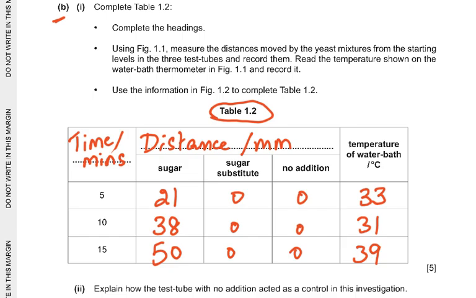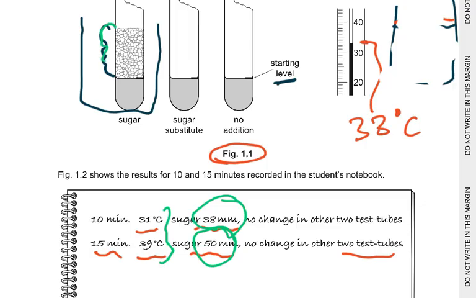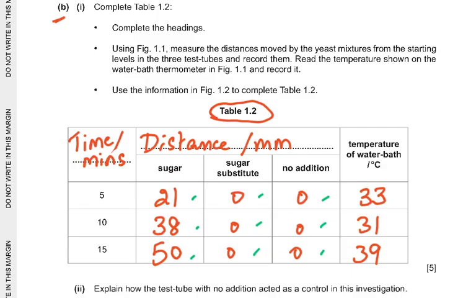So you've got to see all these are 0, 0, 0 here, 0, 0, 0 here. And this is the 21, 38, and 50. The 21 millimeter, you measured this. So 21 millimeter was this, and you measured this, and that is why you've gotten this. So this was 5 marks.